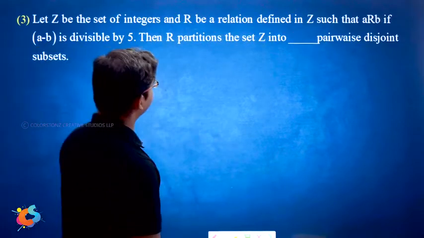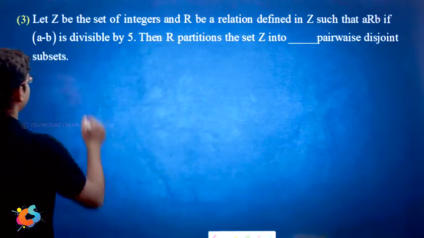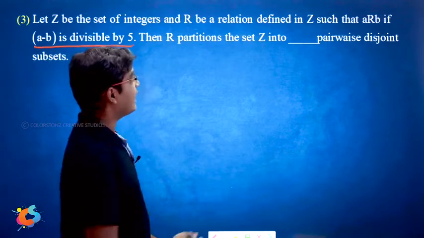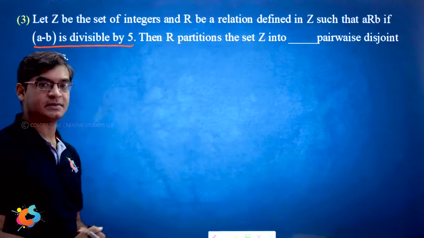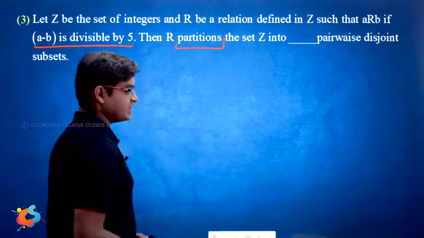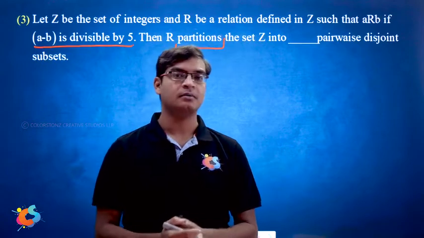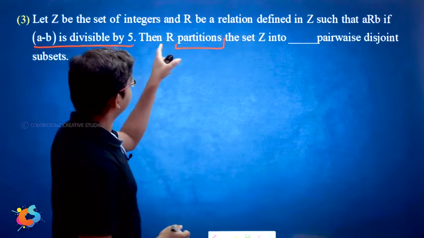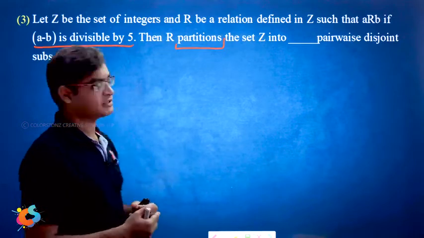Let Z be the set of integers and R be a relation defined on Z such that a R b if a minus b is divisible by 5. Then R partitions the set Z into dash pairwise disjoint subsets. Clearly we can see the word partitions here, so this question is coming from equivalence classes or partitions. We have to find into how many partitions R divides this set Z.